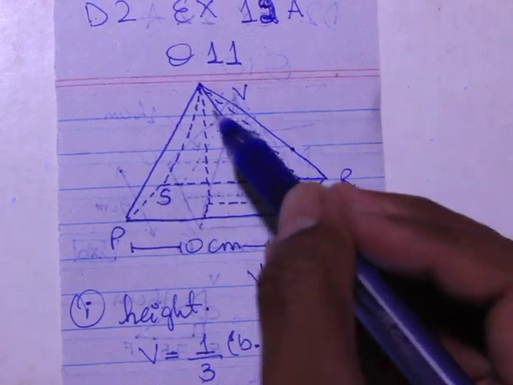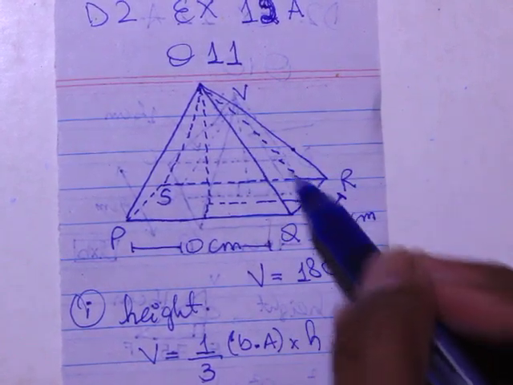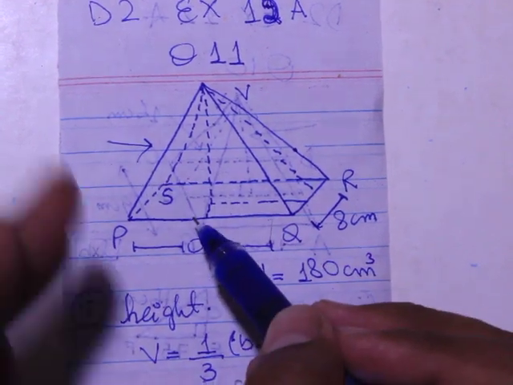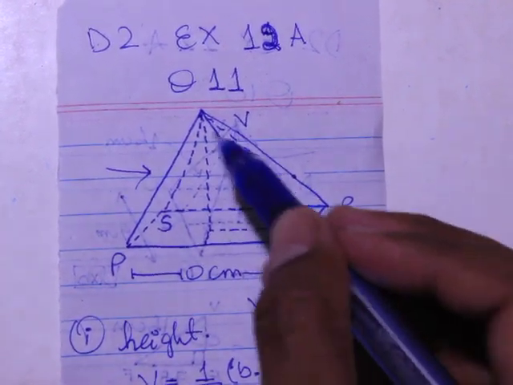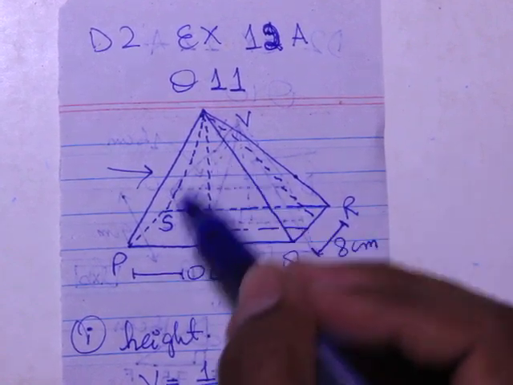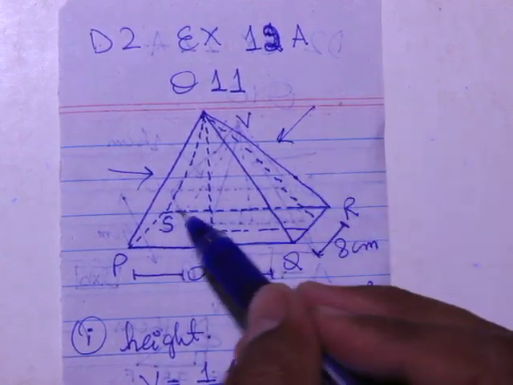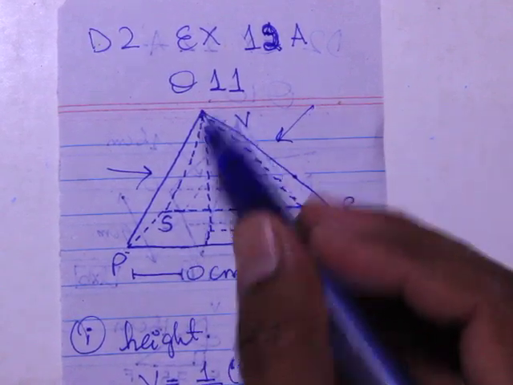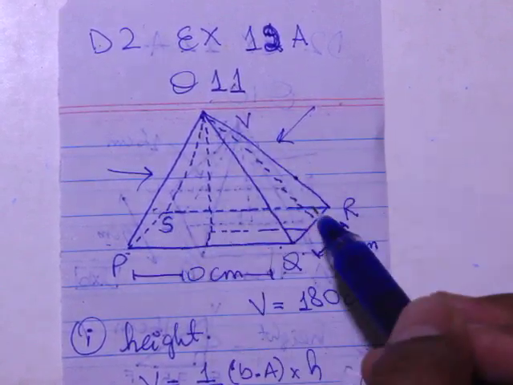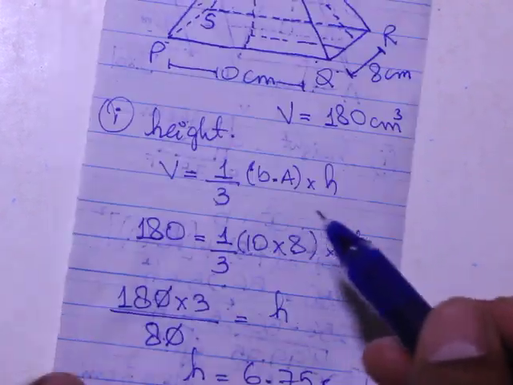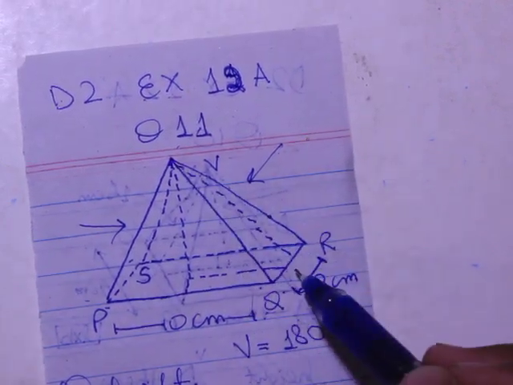This triangular face has a total area exactly the same as the one on the left hand side, and this one which is in front of us, PQ, has the same area as SR. Both triangle VPQ and triangle VSR will have the same surface area. So first of all I must know the slant height for VQR.